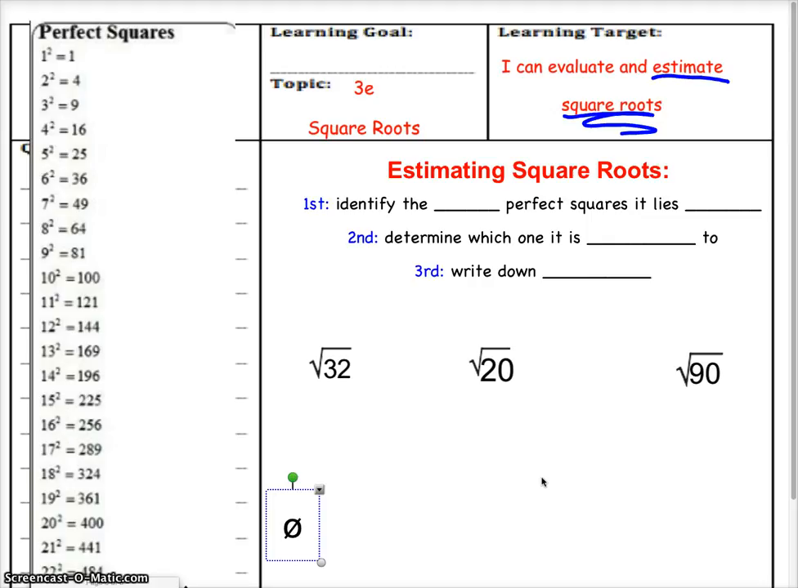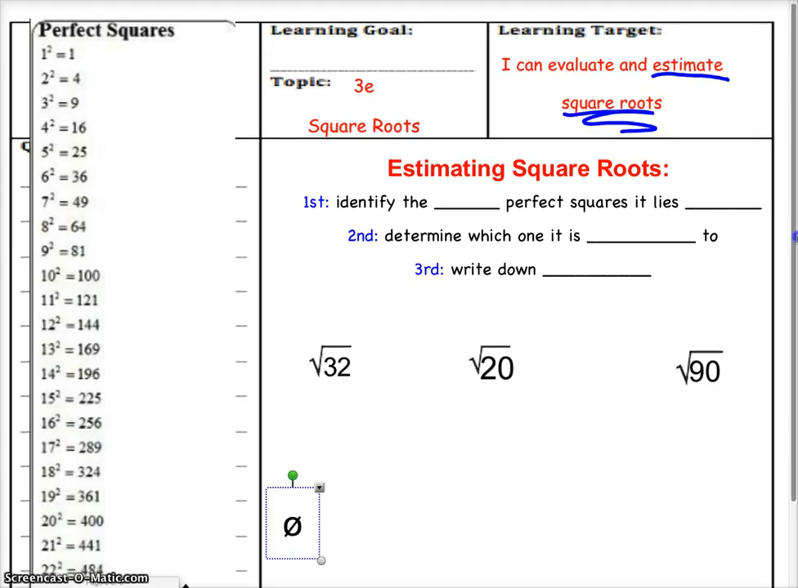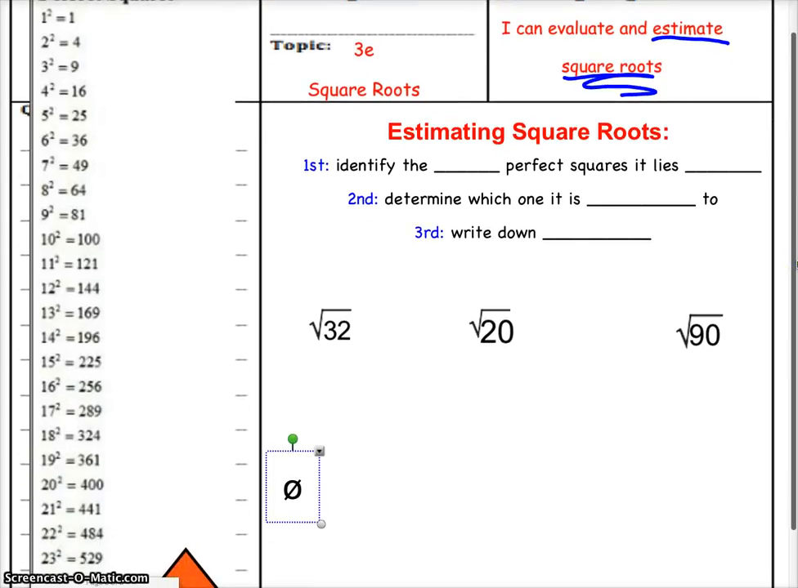There's two options. Perfect square roots are easy enough to calculate. You just ask yourself what number times itself gives me the number inside. But the not perfect square root gets a little bit more complicated. So when you estimate, you want to identify the two perfect squares it lies between.